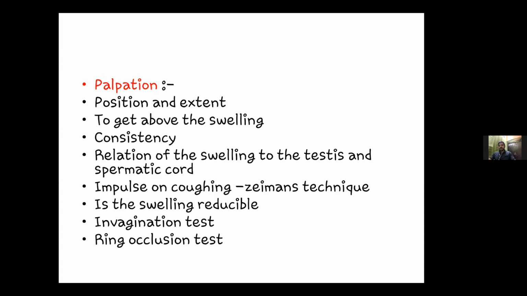Next, it is the palpation. Most of the inspectory findings are usually confirmed by the palpation. To start with, the position and extent. Usually, in case of a complete inguinal hernia, the content extends from the groin area to the scrotal area. In case of a femoral hernia, it is seen below the inguinal ligament or inguinal crease. But this is not the same scenario in every case.